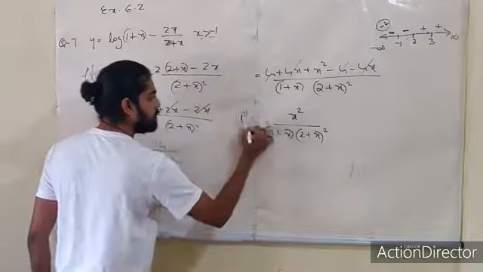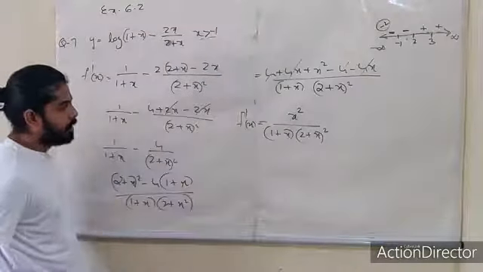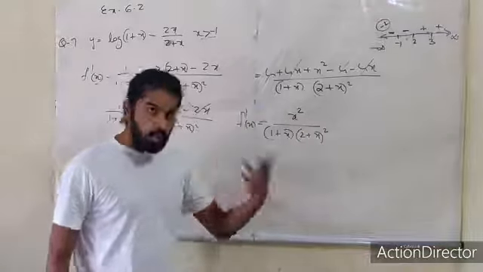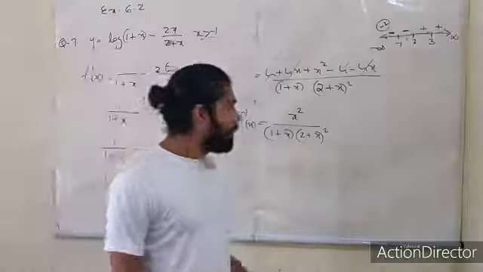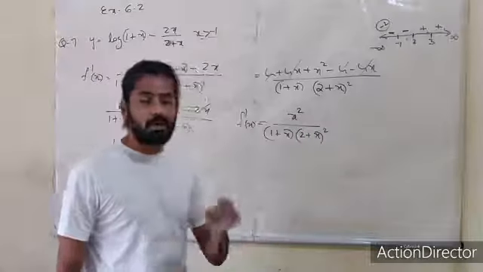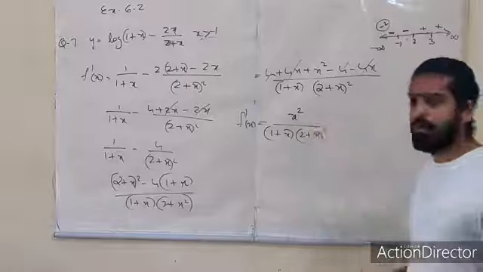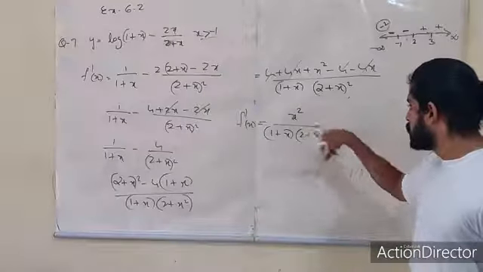So this is f dash of x. See, here we have three terms: x square, (2 + x) whole square and (1 + x). X square and (2 + x) whole square are always non-negative, since we have squares on these terms. So this is always non-negative.